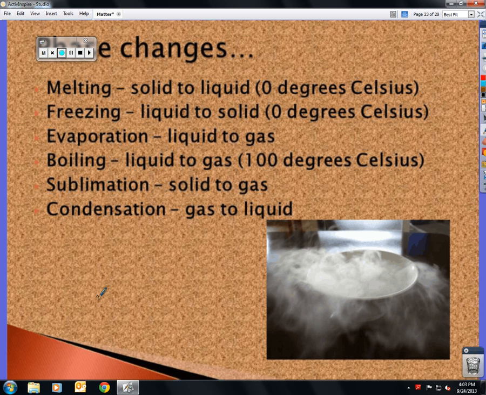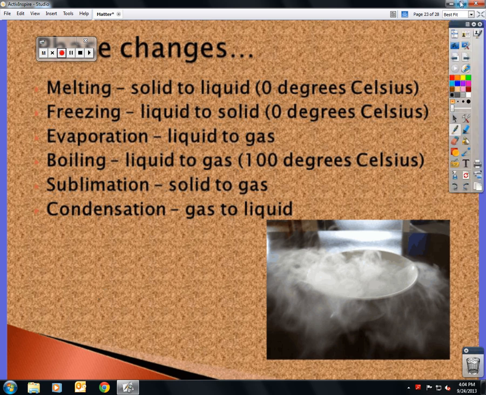Sublimation is from a solid to a gas, and condensation is from a gas to a liquid. Example of sublimation would be dry ice. It's solid CO2 and it's released as the fog, the gas form. It does not melt into a liquid form first. Condensation example would be dew on the grass or clouds.